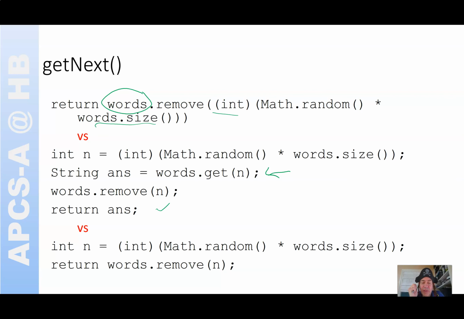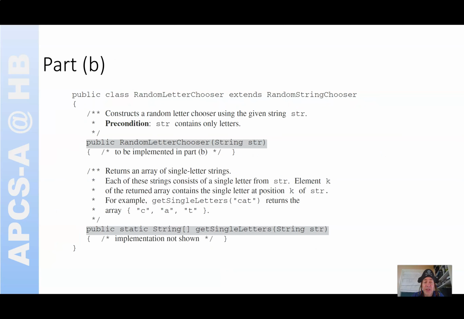The last option sort of combines them. It gets a random number, and then it returns words.remove(n). So several of you did write that version, which I think is the best of both worlds. It's clear but also pretty efficient. So take care. Part B is about extending a class, making a random letter chooser, which is a kind of random string chooser, but does all of those pieces.